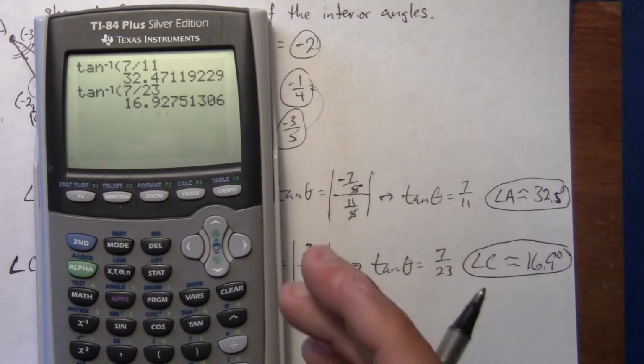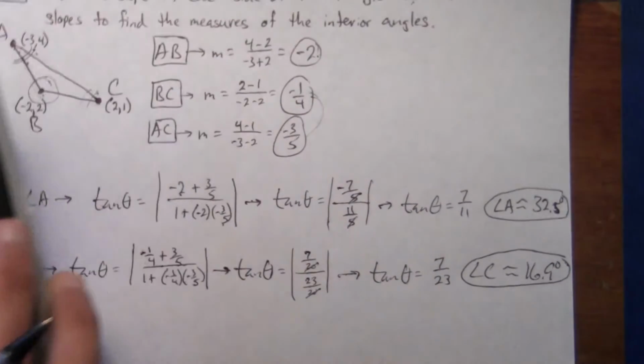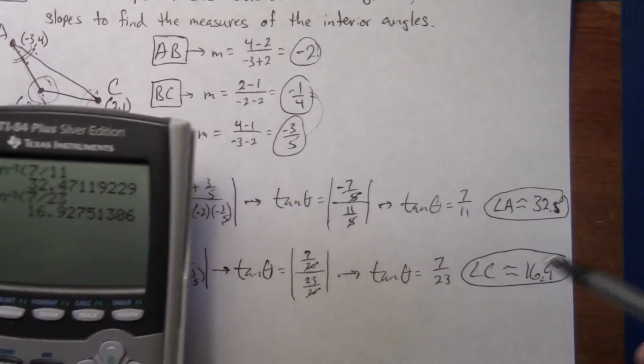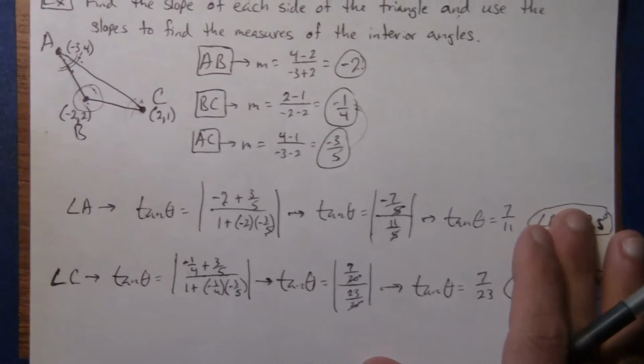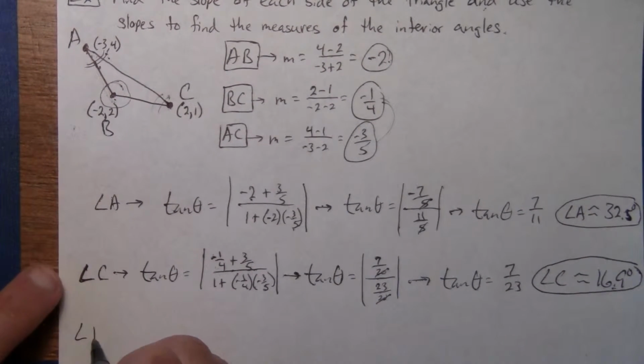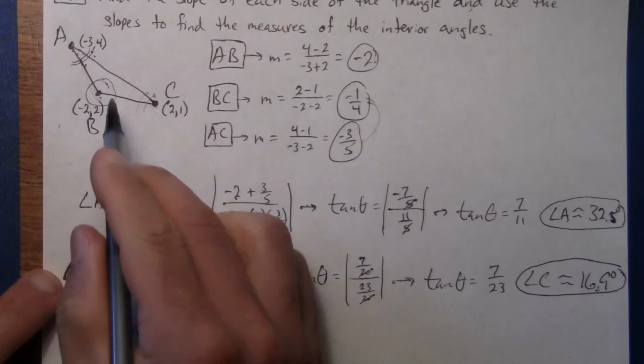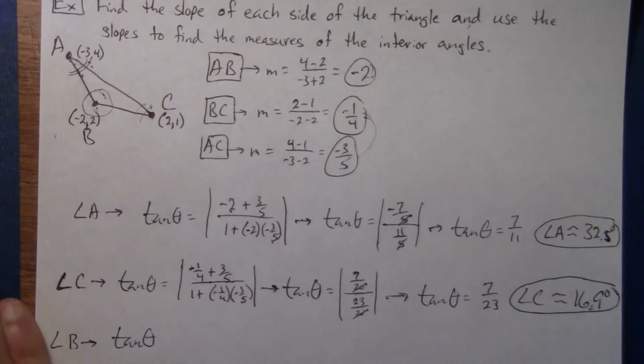Now realistically, since I know the sum of the angles of a triangle is 180 degrees, I could stop right here, say 180 minus 32.5 minus 16.9, and I would get what angle B is. I'm going to run through and show you how you do have to be a little bit careful sometimes, and looking at the picture if they provide it would be really helpful.